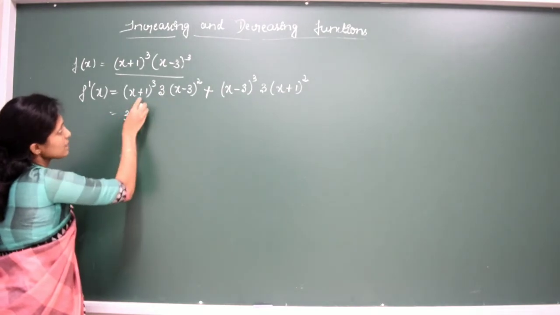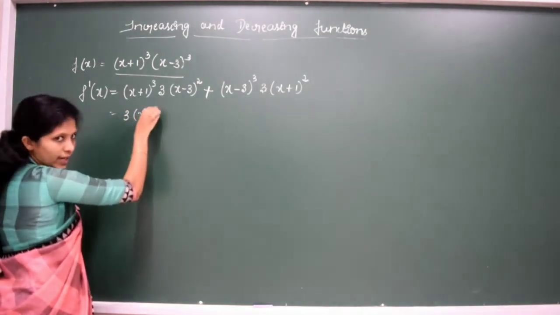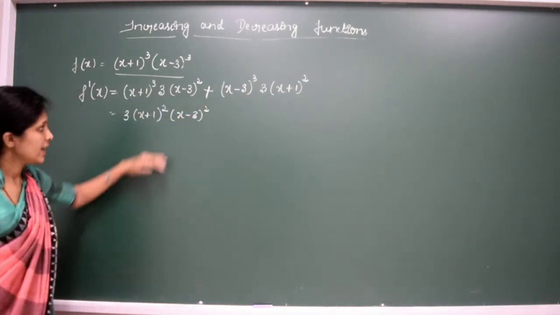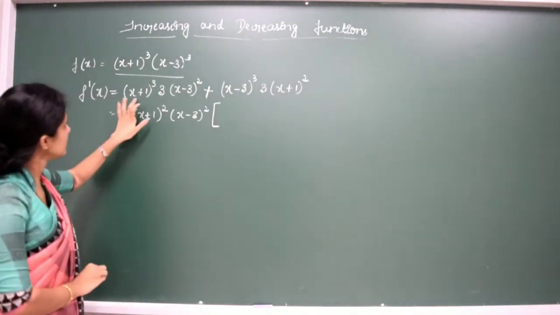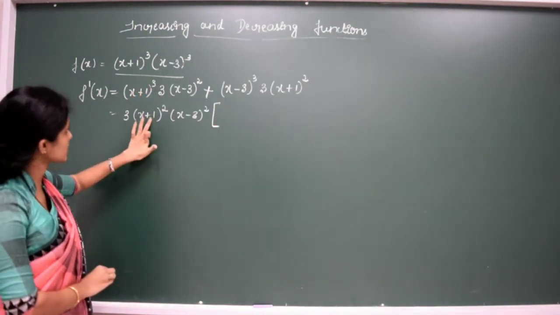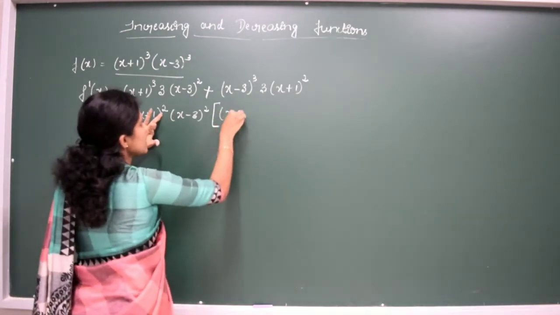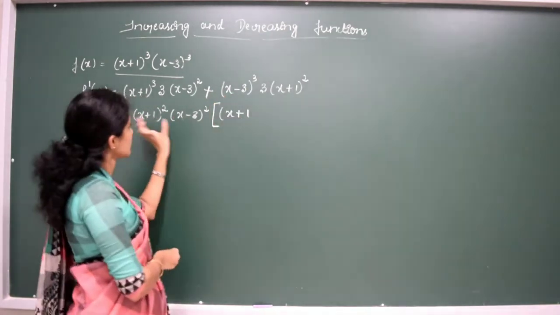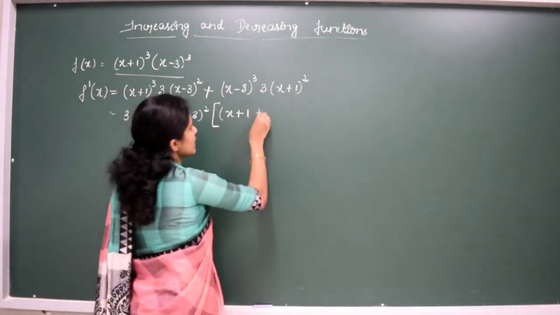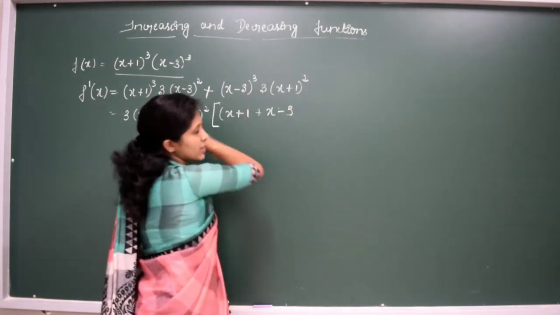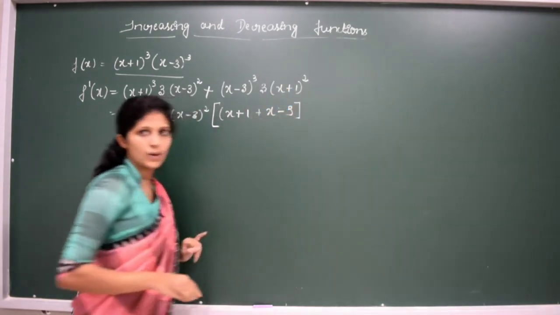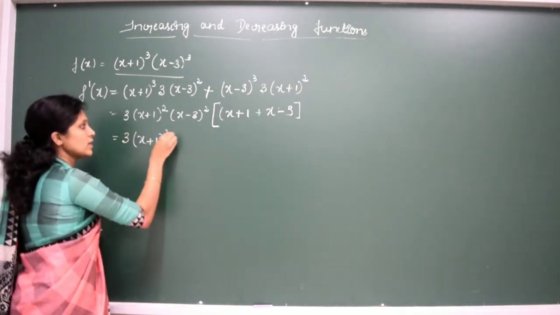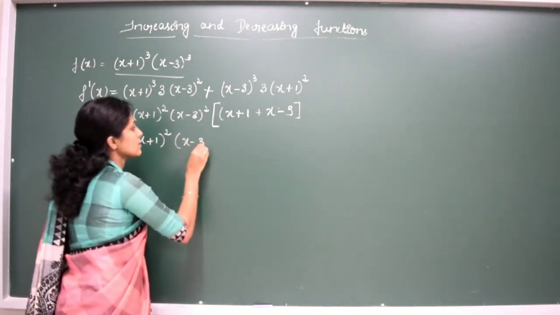So we will take 3, x plus 1 whole square and x minus 3 whole square common. If I take this common, what is remaining here? 3 is out, x plus 1 whole cube is there, x plus 1 whole square we have taken. So this will be x plus 1. Here x minus 3 whole cube is there, but we have taken x minus 3 whole square. So remaining is x minus 3. Now this is equal to 3 into x plus 1 whole square and x minus 3 whole square.